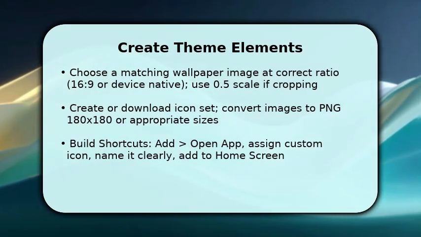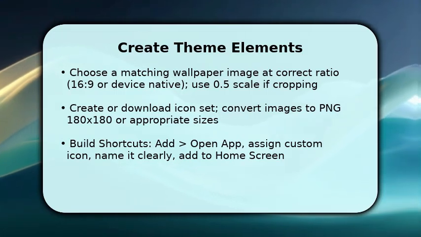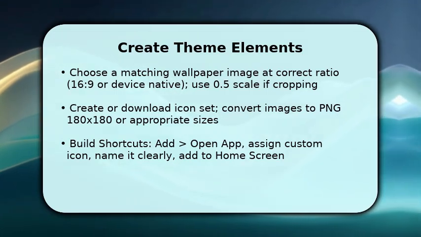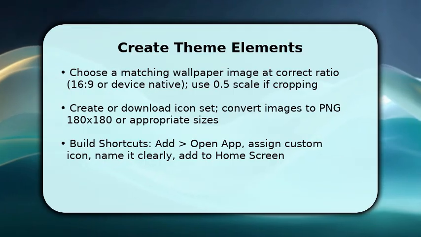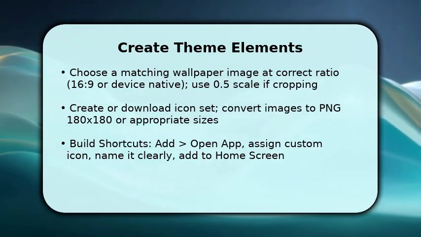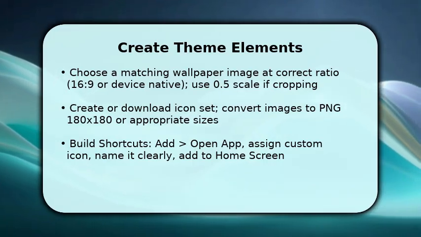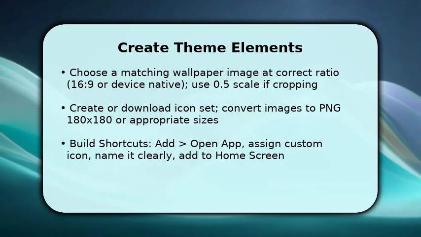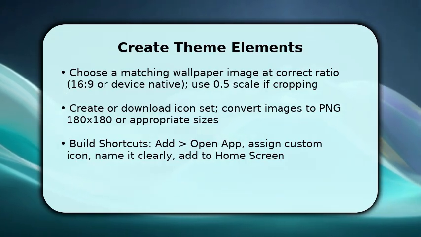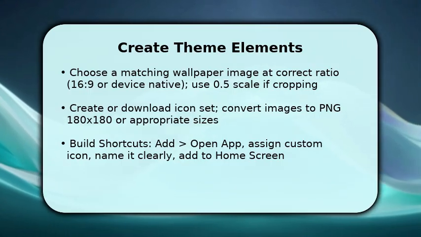Start by selecting a wallpaper that matches your aesthetic and device ratio so icons align predictably. Next, prepare a set of app icons as PNGs at the proper size. This prevents blurring. Then, in Shortcuts, create an open app shortcut for each app, assign the new icon and a clear name, and add it to the home screen. As you work, test a few icons to confirm tappable areas and visual balance before proceeding.